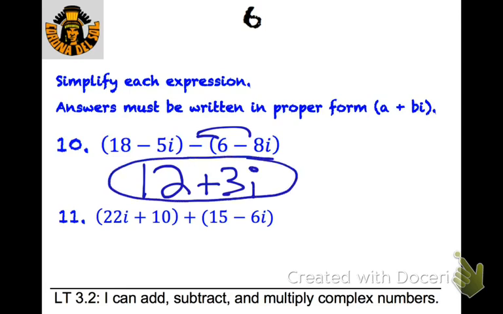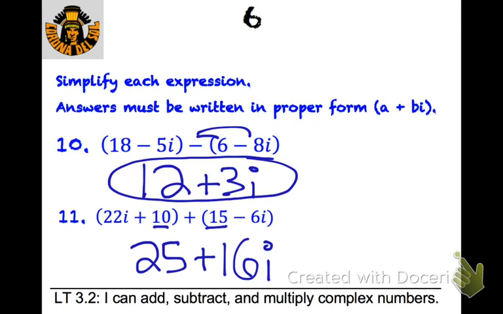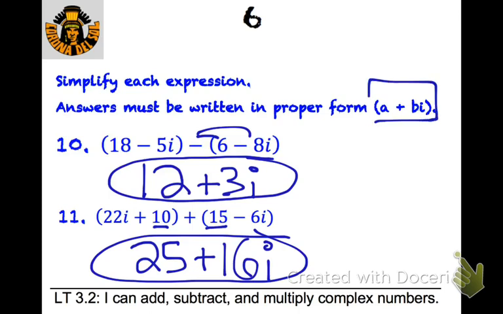Similarly, for the adding part, it looks like the order is a little swapped out on this one, but just pay attention to the real part being added to the real part. So 10 plus the 15, so that would be 25. And then it looks like we got 22i minus 6i. So that would be plus, let's say, 16i. That would work. All right, and both of those, you'll notice, are written in the a plus bi form.